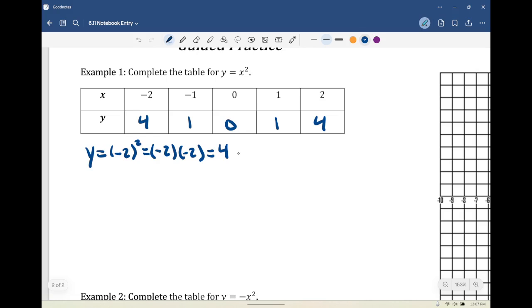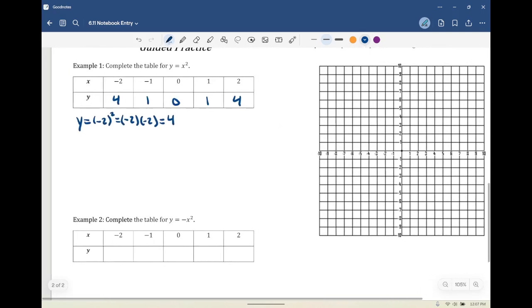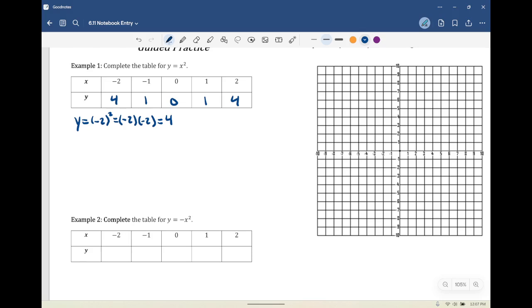Now, we're just going to graph this. We're going to use these pairs as points. First one, -2, 4. -2, 4 goes right here. Second one is -1, 1. Then we have 0, 0, 1, 1, and 2, 4.